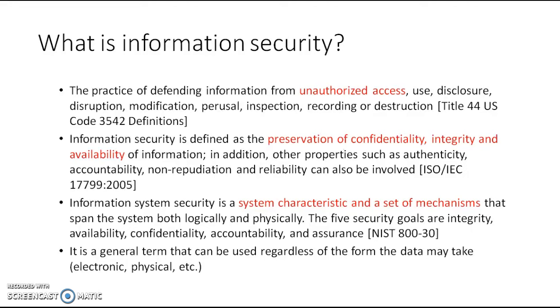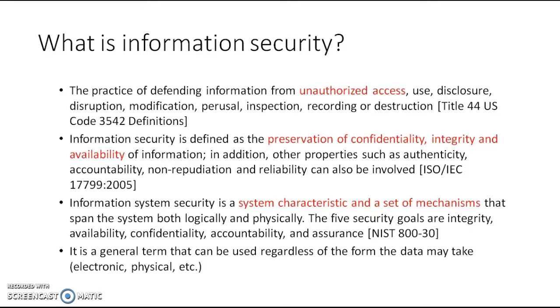The third definition is given by NIST, the National Institute of Standards and Technology. Information system security is a set of system characteristics and mechanisms. NIST is a very popular information security body which determines security standards as well. It says that it is a system characteristic, whether it is secure or not, or a set of mechanisms, rules, and implementations that span the system both logically and physically. So securing a system logically and physically is termed information security.